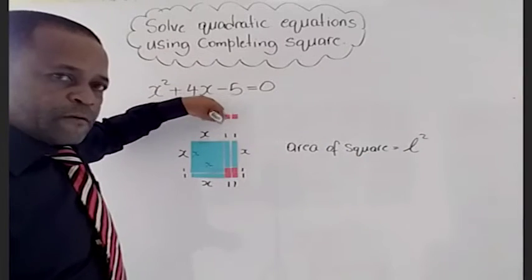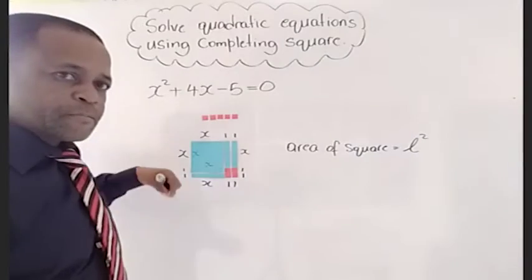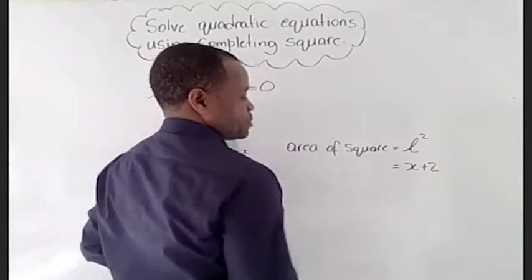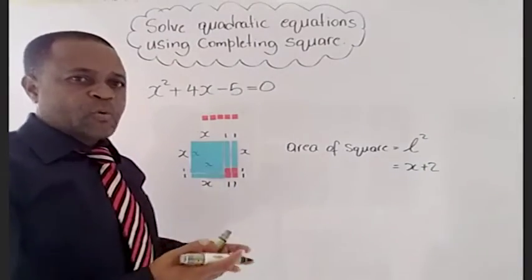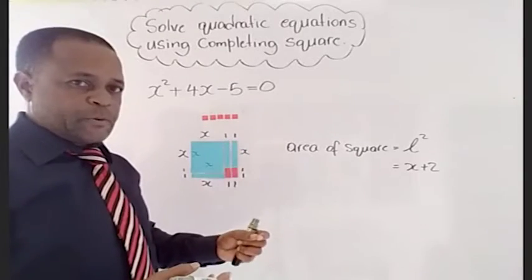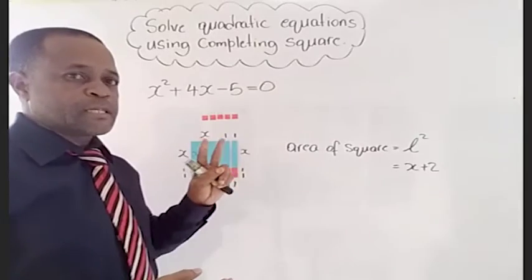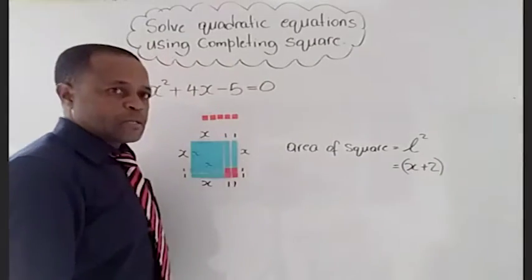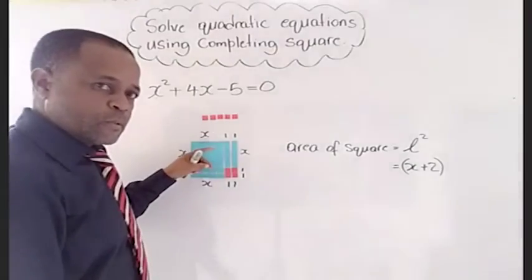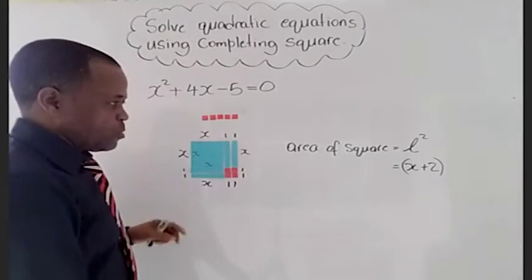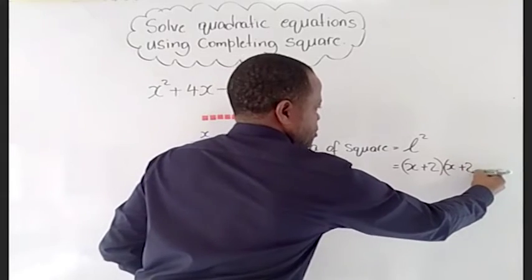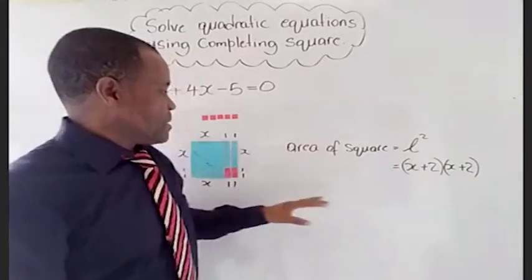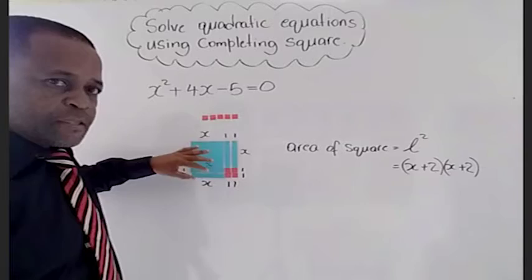Now, what would be the length of this part of the square? Very good. That would be x plus 2. Because the length of the square is a binomial expression, consisting of two terms, we're going to be using brackets. So that's one side. The next side would be x plus 2. Now, this would give you the area of the entire thing.